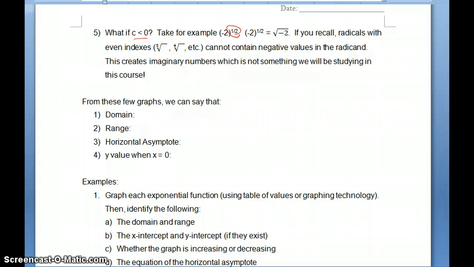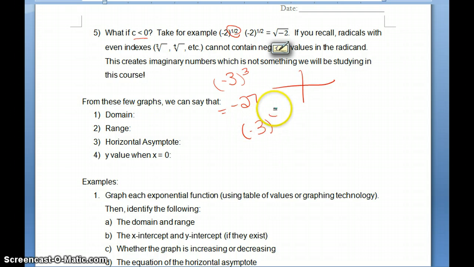So in any case, when we have c is less than 0, we're going to get these crazy values, and it's actually not even going to create a nice graph. We're going to end up with, say if we even had an even index, so say we had -3, if we had that one cubed there, we'd have -27. And then what if we had -3 to the 4? That's going to create positive 81.